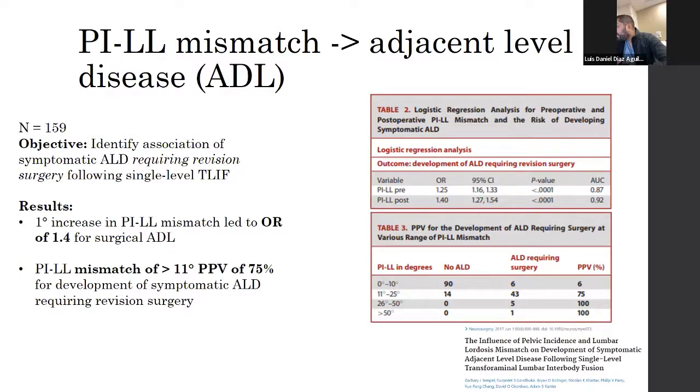This is a study where they were able to identify the influence of pelvic incidence and lumbar lordosis mismatch leading to symptomatic adjacent level disease requiring surgery following a single level TLIF. They had 159 patients, and they demonstrated with their data set that a 1% increase in mismatch led to a 1.4 odds ratio increase in a surgically necessary revision for adjacent level disease, and that a PI-LL mismatch of greater than 11 degrees has a positive predictive value of 75% of needing revision surgery.